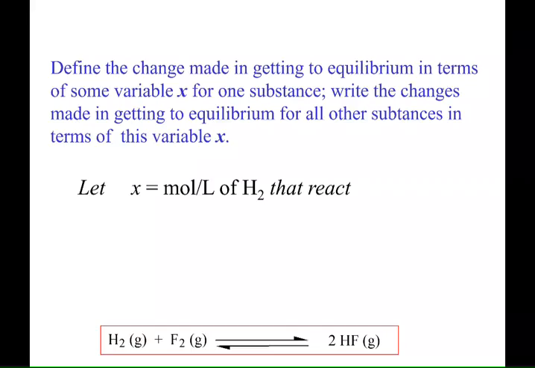The next thing we do, and I kind of said this in the outline, is take the initial, apply the change, and get our equilibrium concentration. So the equilibrium concentration of H2 is 1.00 minus X. The equilibrium concentration of F2 is 2.00 minus X. And the equilibrium concentration of HF is 0 plus 2x, or 2x.